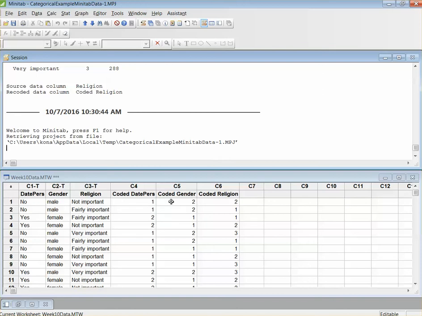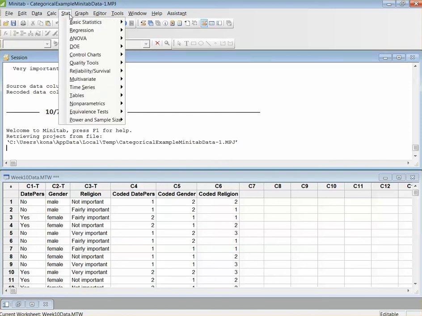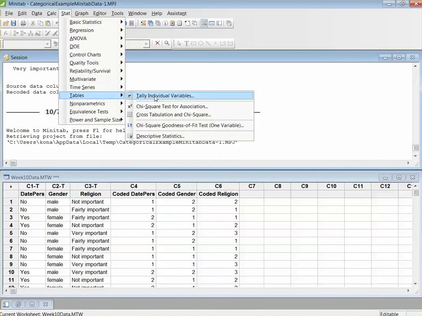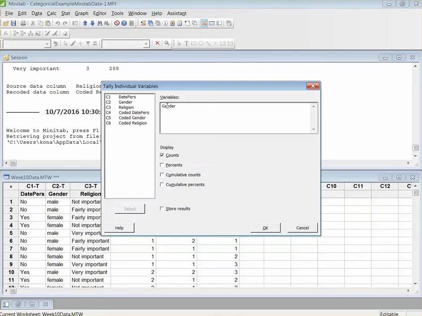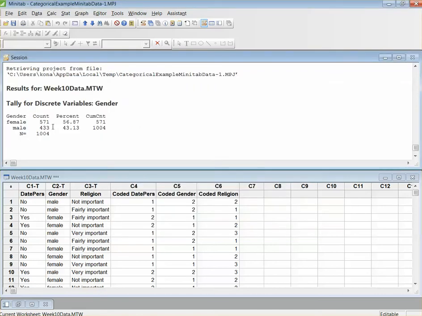Here are our different variables. We're going to just focus on gender for now, so don't worry about these other ones. We'll go into more of those for the 2 proportion and the chi-square. For gender, we've got male and female. So we're going to come over to Stat, Tables, Tally Individual Variables. Then we select Gender, so I just double-clicked on Gender. We want counts, percents, and the cumulative counts. Then click OK. What we've got is the counts, the percent, and the cumulative.